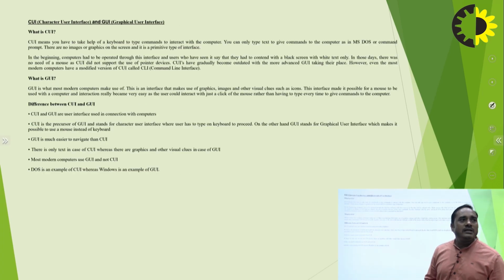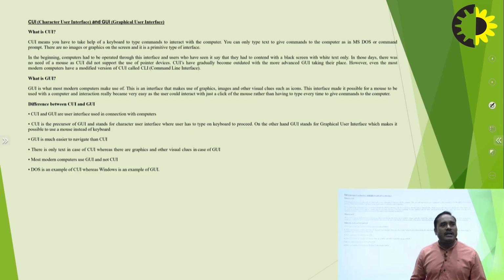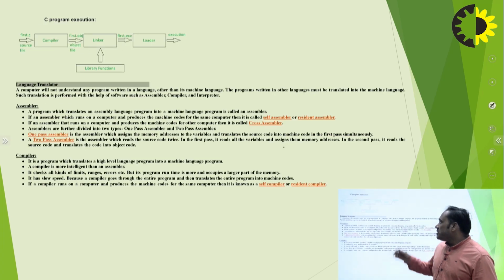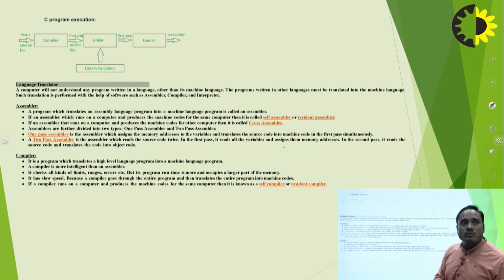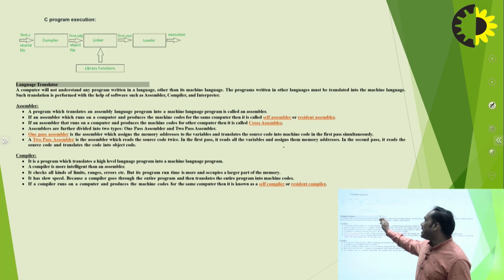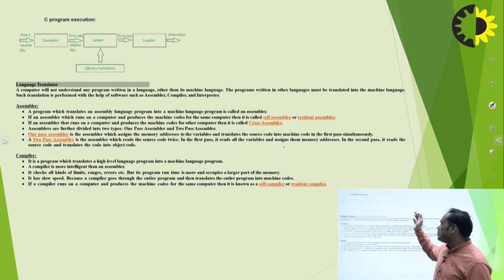Now what is CUI, what is GUI, and what is the difference between CUI and GUI? CUI and GUI basically provide the interface between the user and the computer. Now this is the basic structure of the C program, in which we provide the source code, and the compiler will compile the source code, and it goes to the next level, that is the linker. The linker is linking the library functions, and on that basis it goes to the loading area, and after that your program will execute.